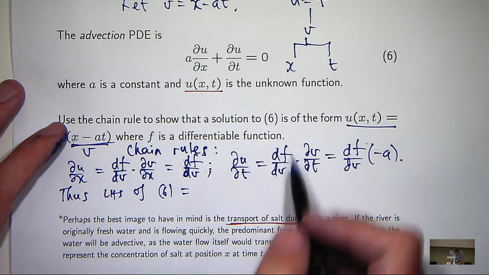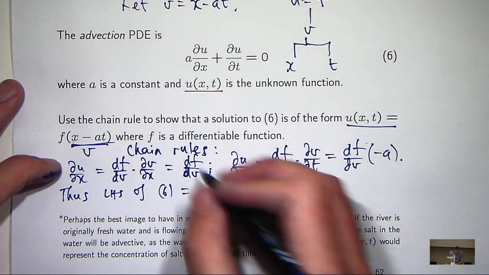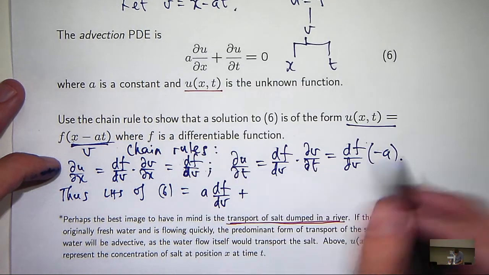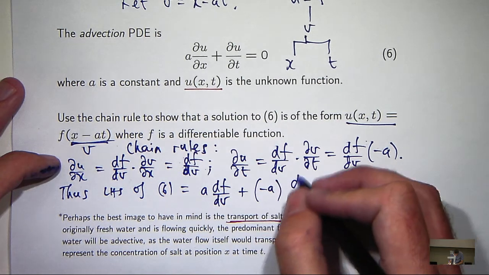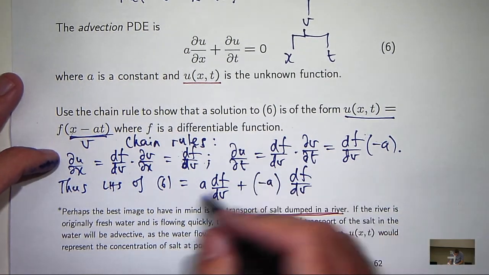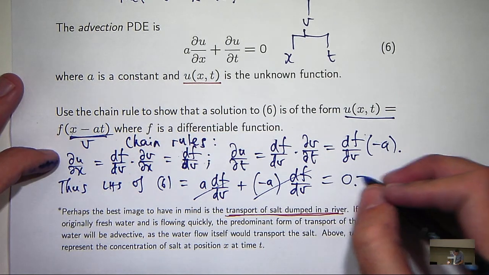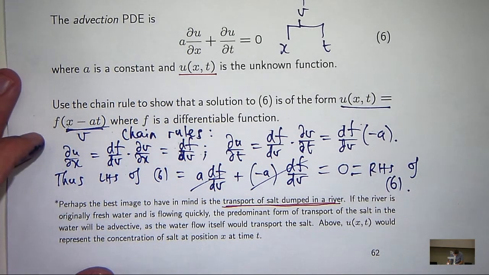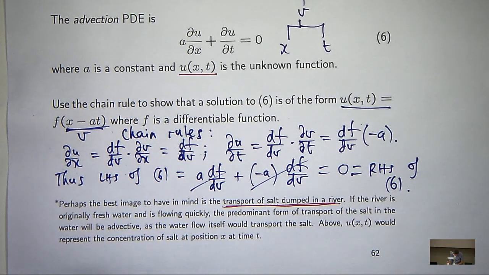All right, so it's going to be a times du dx, which is this, plus this. And if you look closely, they'll just cancel each other off. And the equation holds. So I guess a solution is of this form. Question? What, sorry? I can't hear. Okay.